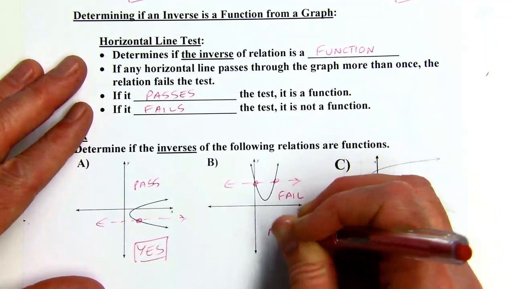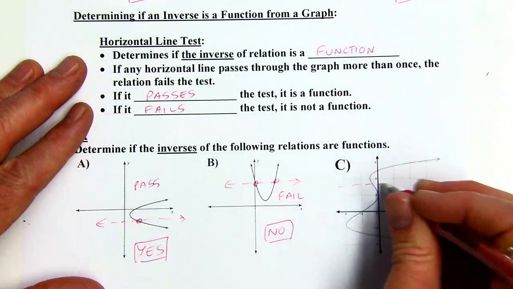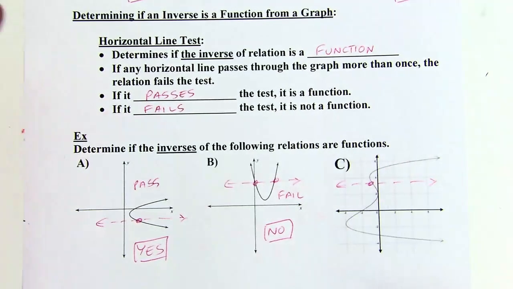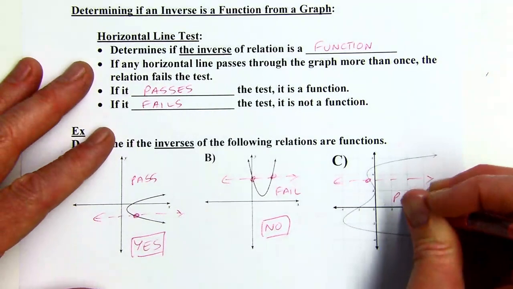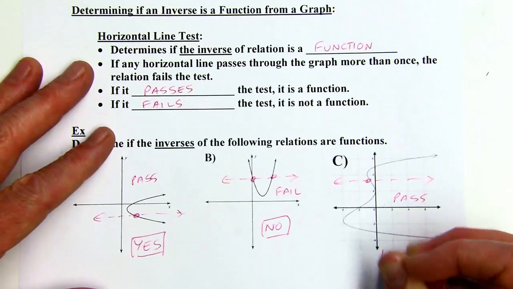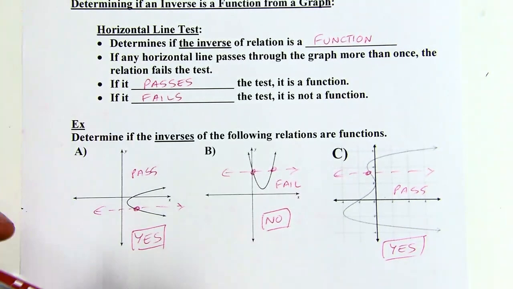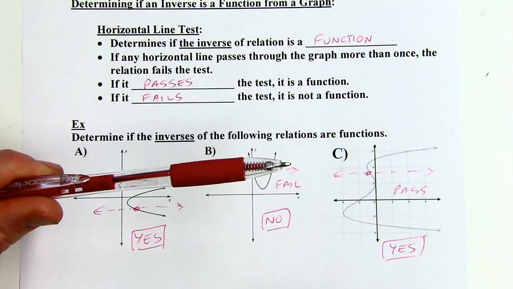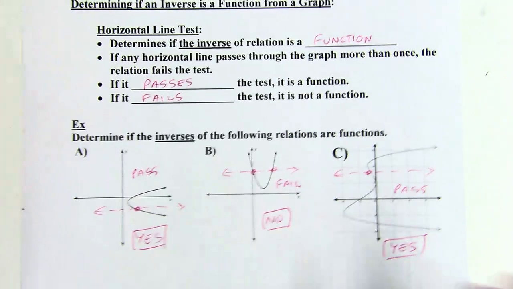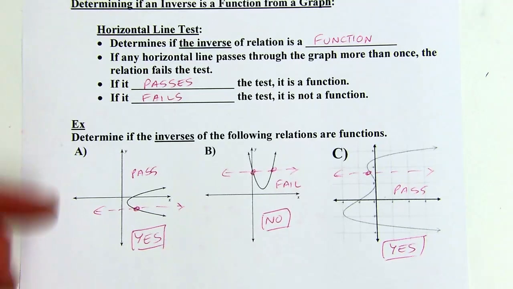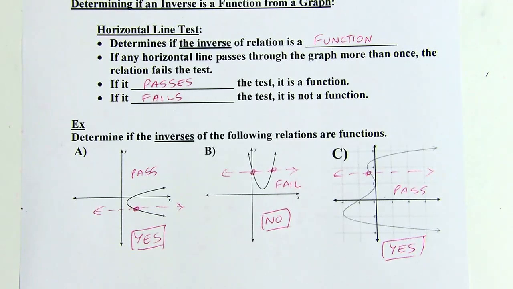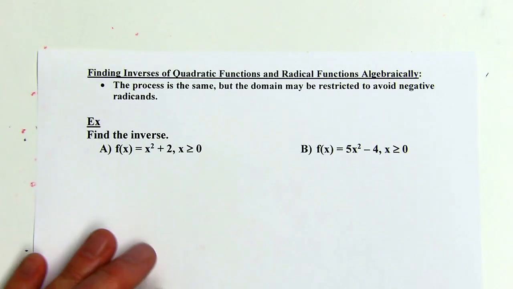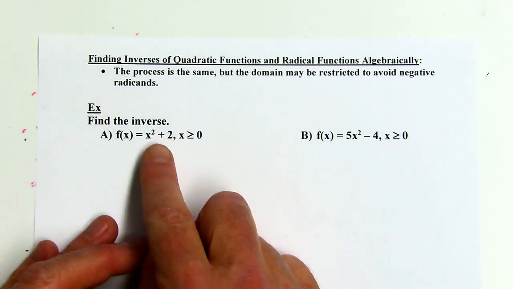and that means the inverse is not a function. This would pass no matter where you put a horizontal line. It's not going to pass through more than once, so this is going to pass, and that means that the inverse is a function. So you just have to memorize that the vertical line test is for the function itself. A horizontal line test would be for the relation's inverse. Okay, third page, we're going to be looking for inverses again, and these are quadratic equations.